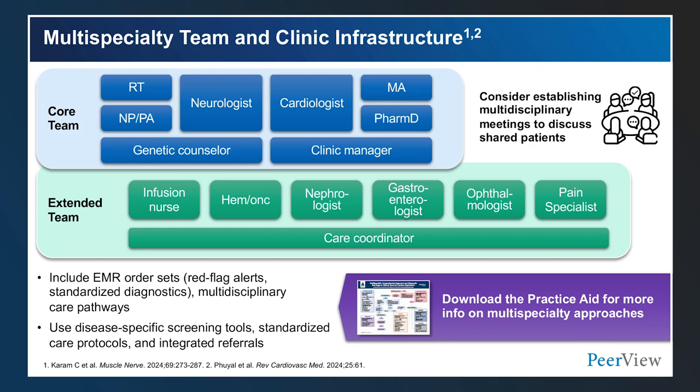At Mount Sinai, we have a multidisciplinary meeting where we meet every 2 weeks to discuss patient cases that we've seen in the recent past, so we can talk about really holistic care for the patients. You can also do things like include EMR order sets. So there's a pretty large battery of tests that we initially order up front. So it's helpful to have either a dot phrase or an order set that you can use easily. And you can also use disease-specific screening tools and standardized care protocols.